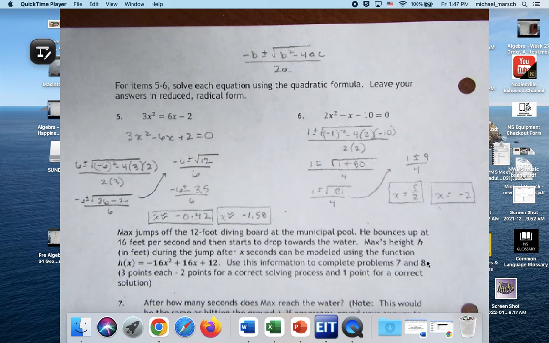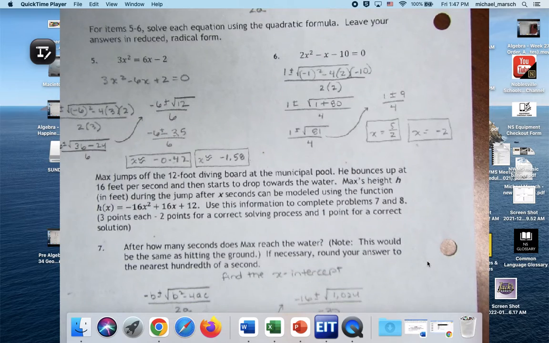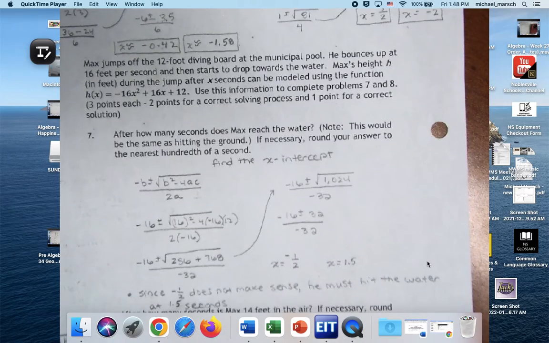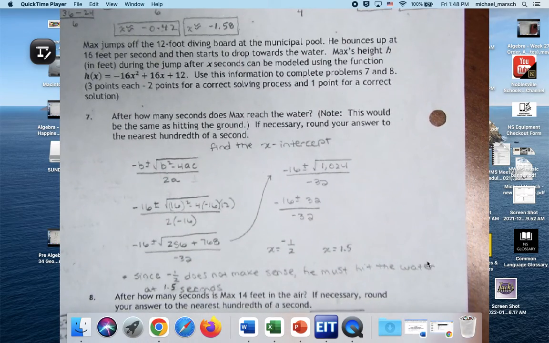So the first question is, after how many seconds does Max reach the water? So if the water is my x-axis, I need to figure out what this x-intercept is. So I have to solve to find my x-intercepts. That's going to be the first question, right? So what I did there is I used the quadratic formula with the equation they gave us, that function h of x equals negative 16x squared plus 16x plus 12, right?